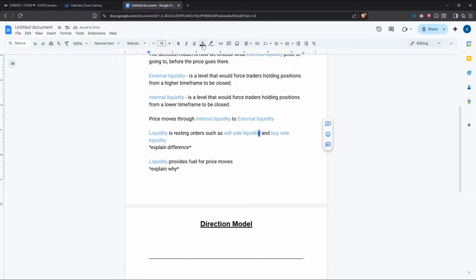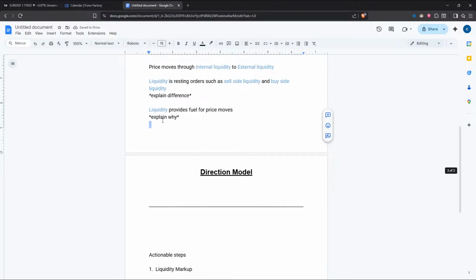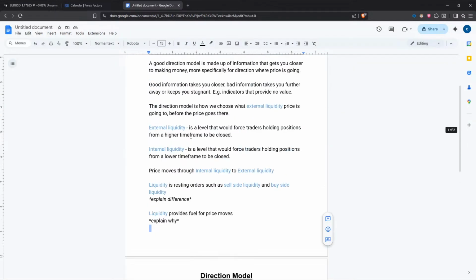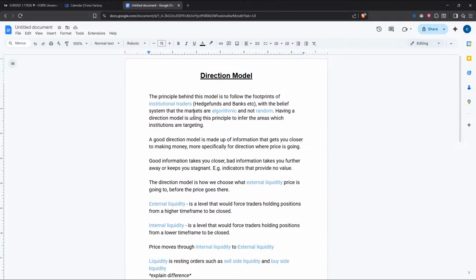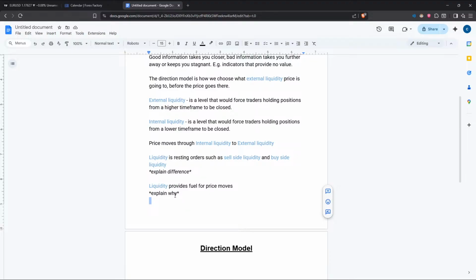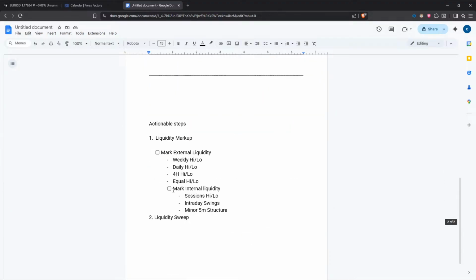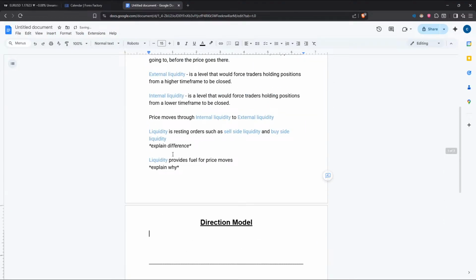Okay. So liquidity provides fuel for moves. Okay. What else? When liquidity is swept.